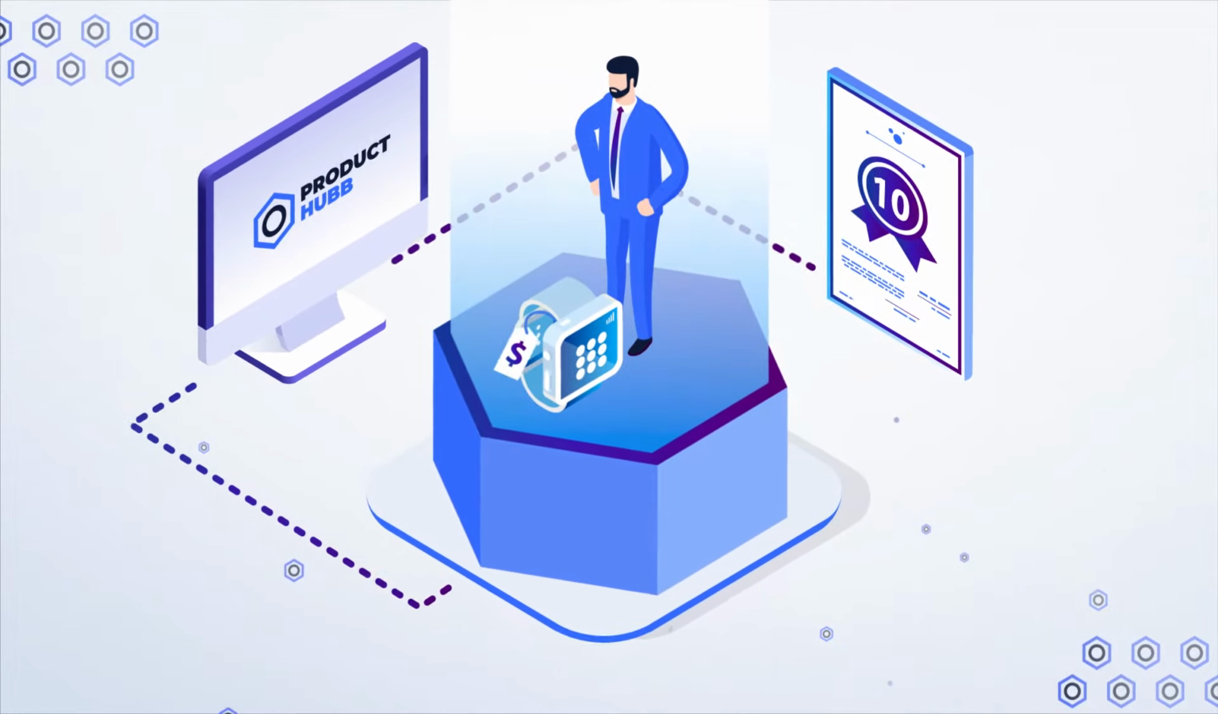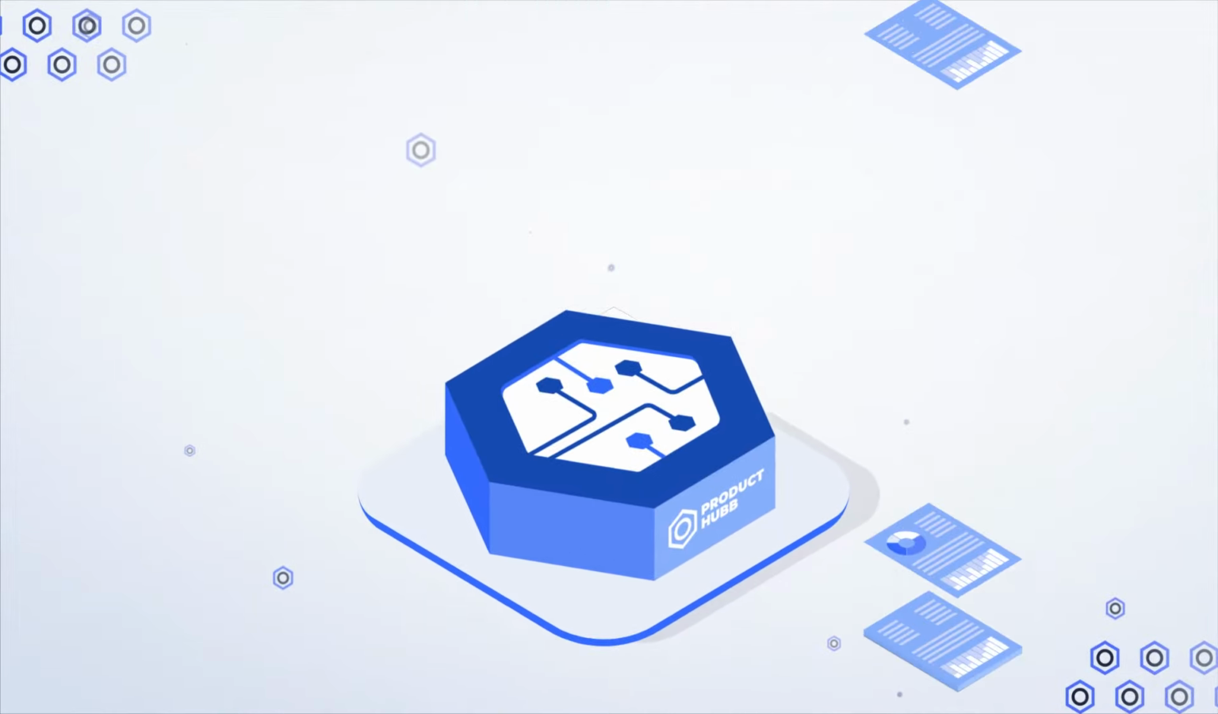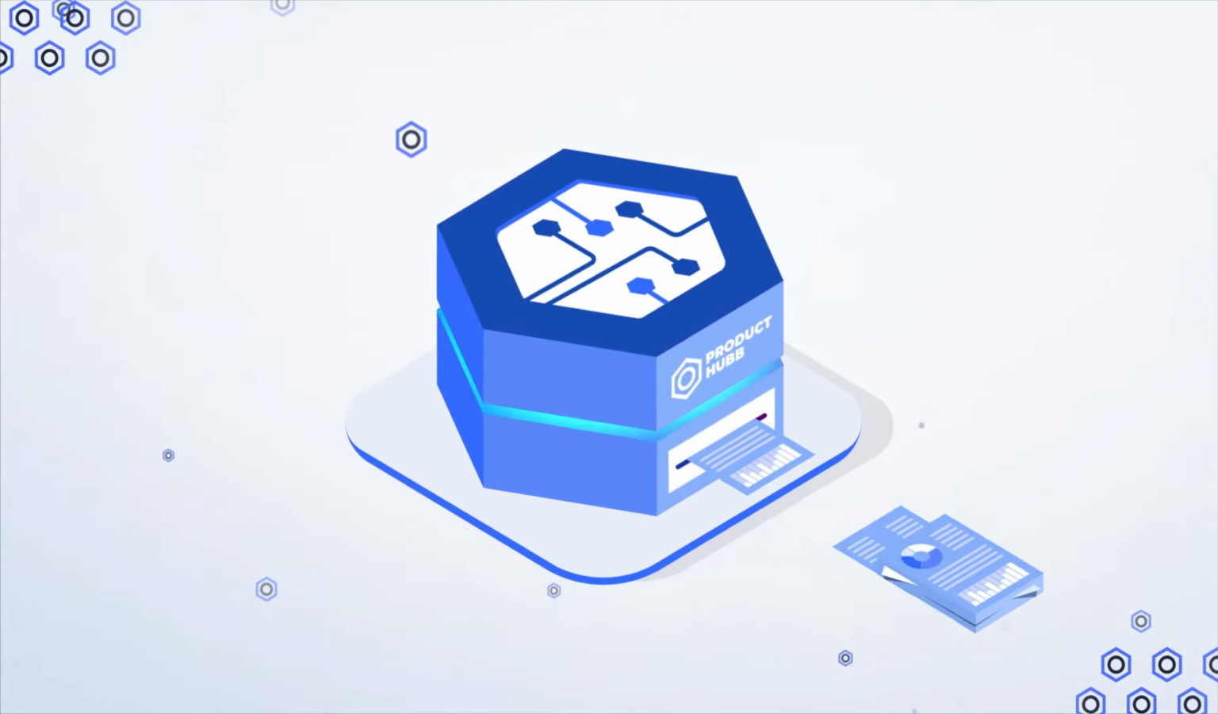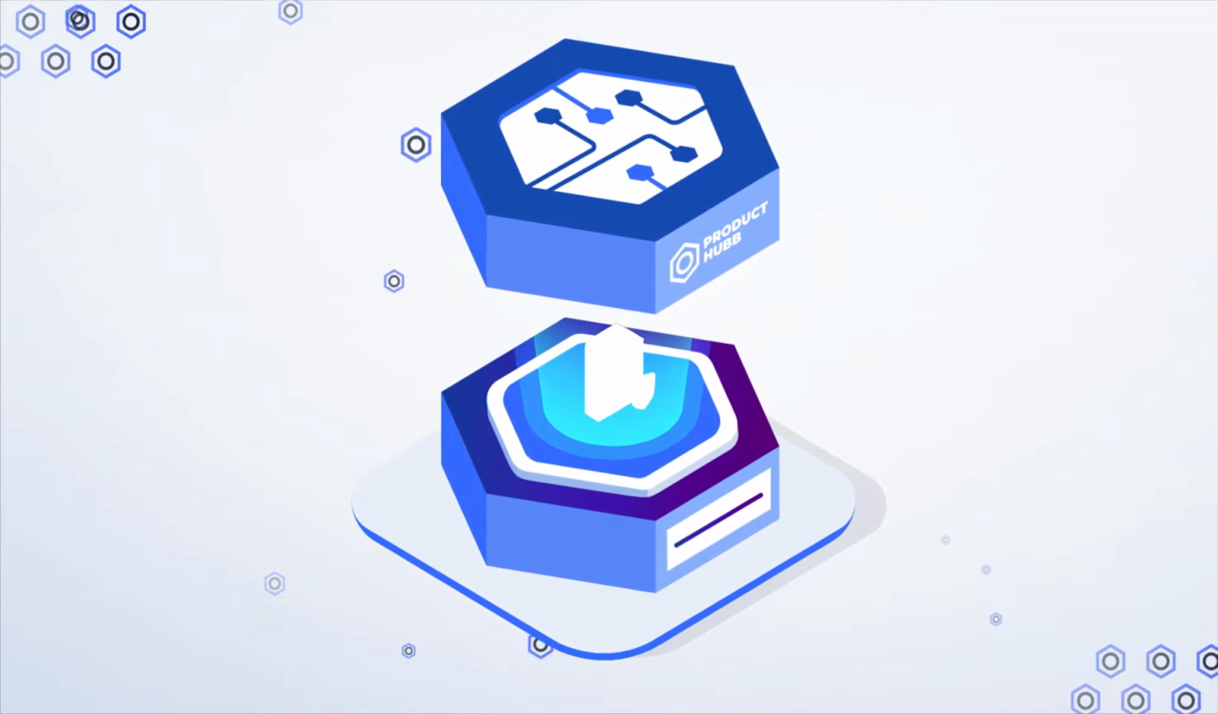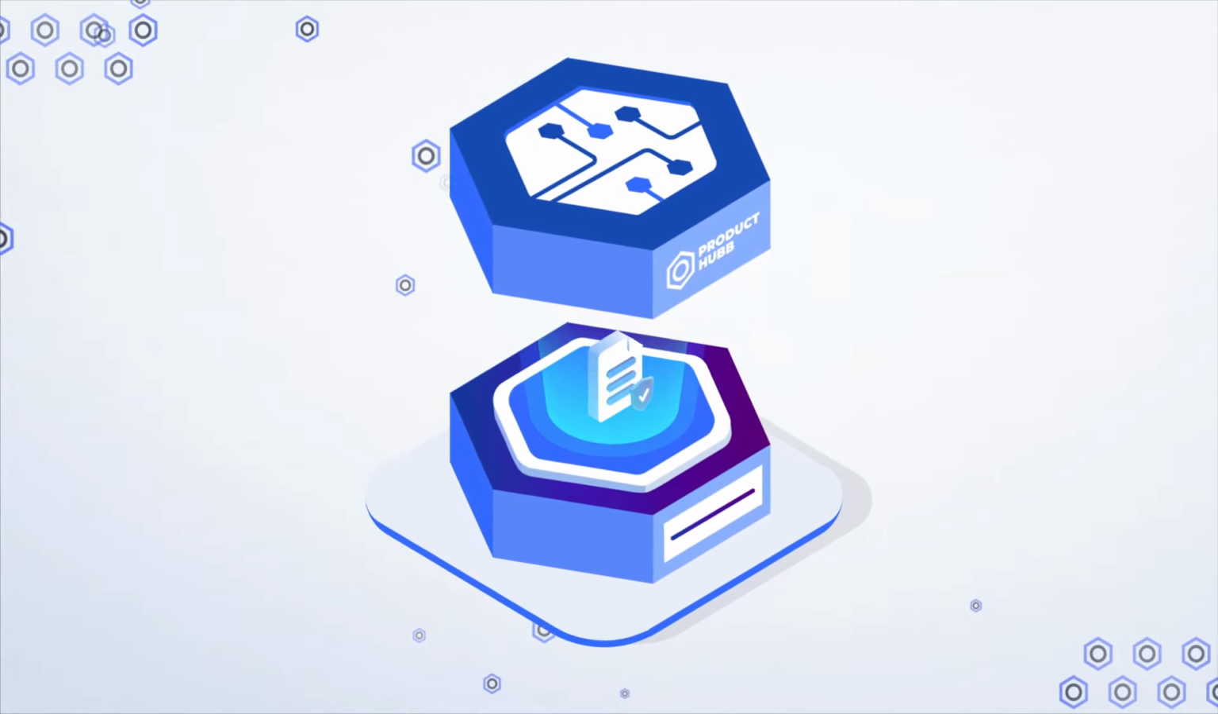Using 10 years of product manufacturing experience, Product Hubb is an online tool that helps teams get products to market faster. Simply upload all your bill of materials to the platform, and Product Hubb will automatically organize all your parts into an easy-to-use and trusted format.